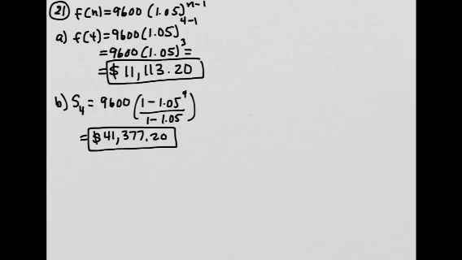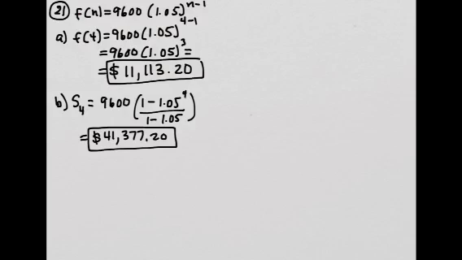So number 21, it says that Casey is paying $9,600 to rent her apartment, and the rent is going to increase 5% in the next 3 years. So how much did she pay in the 4th year? So that's going to be f of 4. Here's the explicit rule for her situation. And so here's the initial amount times 1.05 to the 4 minus 1 because n is 4. And so plug it into a calculator and you get $11,113.20.